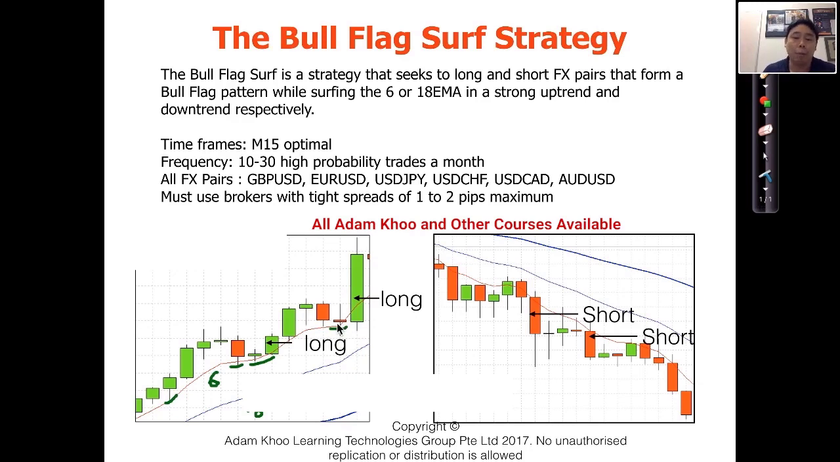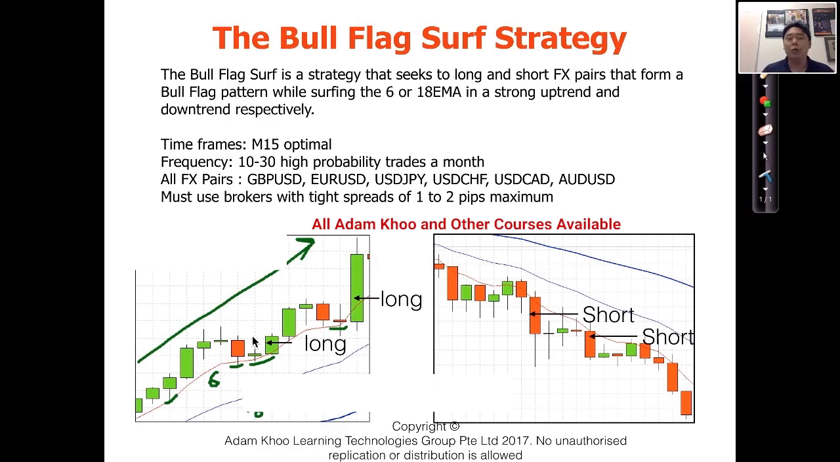Sometimes the price may open below the moving average and close above the moving average, like so. Opens below, closes above. Sometimes it opens above, closes below, and then opens below, closes above. So this is what we call very clear surfing. It surfs the moving average, if you will. So it's surfing it and it's going up. You can see that this is an overall uptrend.